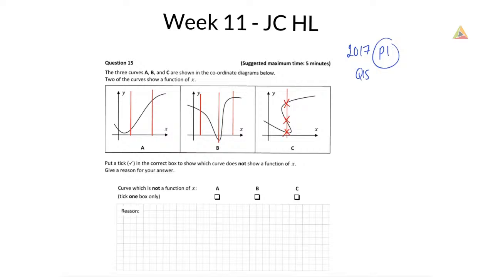So the answer to that question is C is not a function of x, and the reason is because we can draw a vertical line through C that cuts the graph more than once. And for that reason, it is not a function. So that's two of the higher level questions from functions.